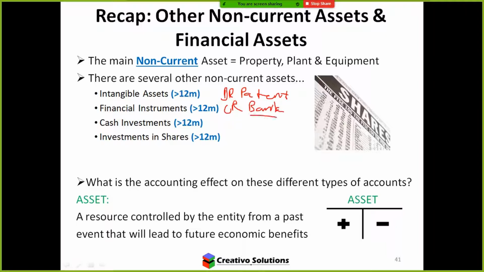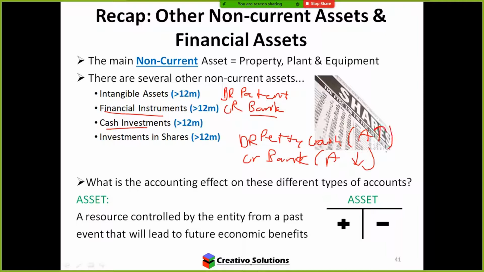So again, debit the patents, credit bank. Or financial instruments, that could be an investment. A fixed deposit: debit the fixed deposit, credit the bank. If it's cash, even with cash, how did you create petty cash? Debit petty cash, credit the bank. The money has to come from somewhere. The notes and coins have to come from somewhere. The notes and coins would have come from the bank account, and then I would have, in inverted commas, created it. Debit petty cash, credit bank. That's how we create petty cash.